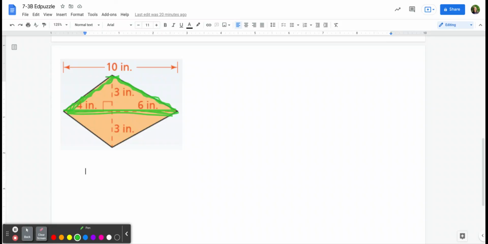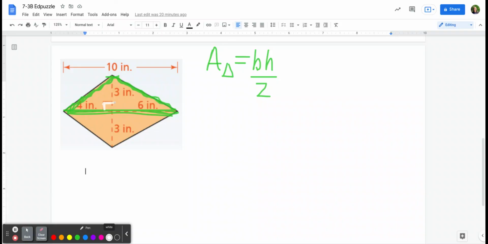Okay, so let's find the area of this green triangle. Area formula goes on your page first. Area of a triangle equals base times height divided by 2. What is the base of this green triangle? Remember, you are always looking for that little square. That little square is going to help you find the base and the height, because the height is coming down to the base and forming a perpendicular angle.